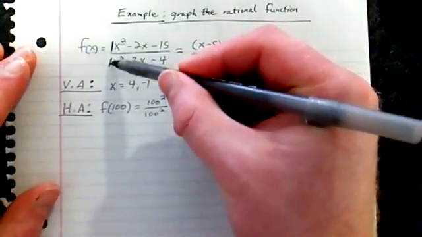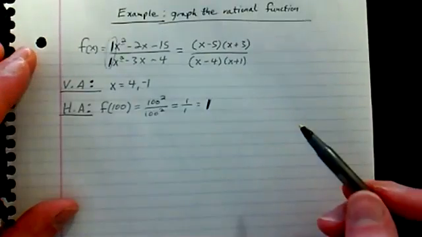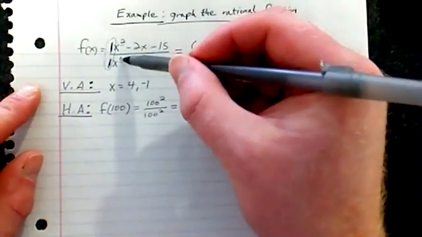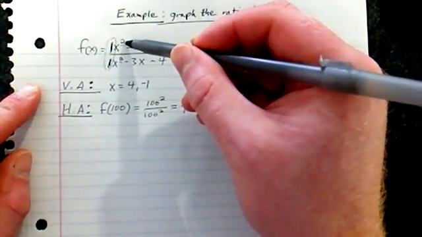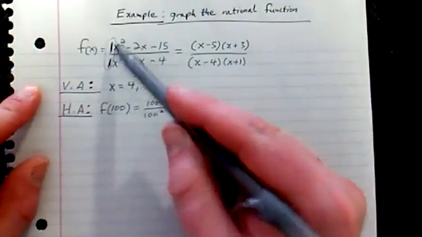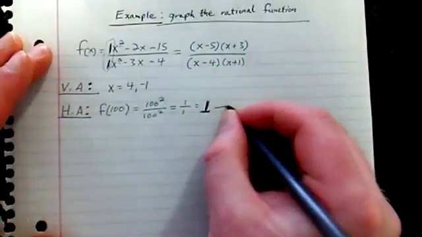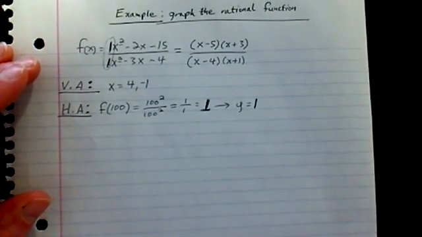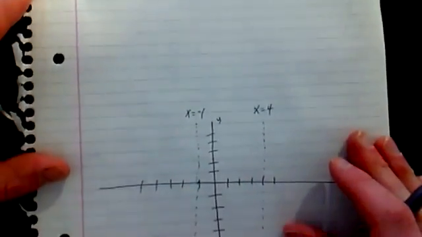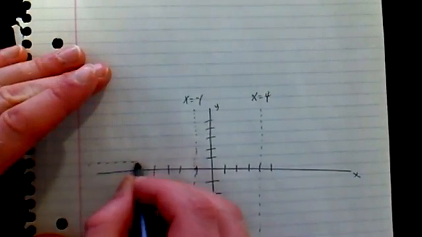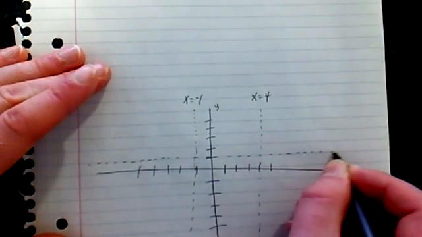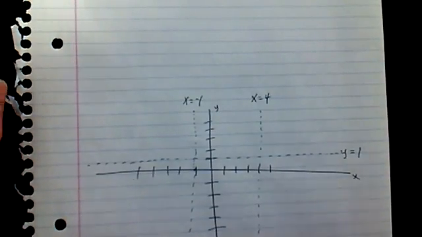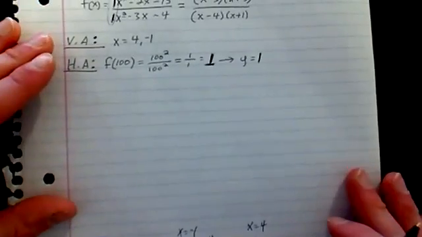Look at the coefficients here. 1 and 1, what's 1 divided by 1? That's 1 again. That's why we say when the highest degrees match on the numerator and denominator, then it's just the ratio of the coefficients for the horizontal asymptote. So I claim that it's y equal to 1 for our horizontal asymptote. So I'll go down here at y equal to 1, and I'll put this horizontal dashed line. That's right here, y equal to 1. All right, that's fine.